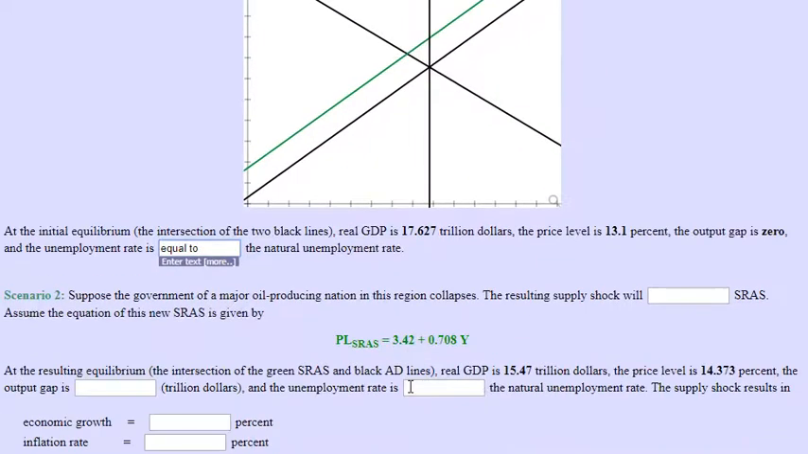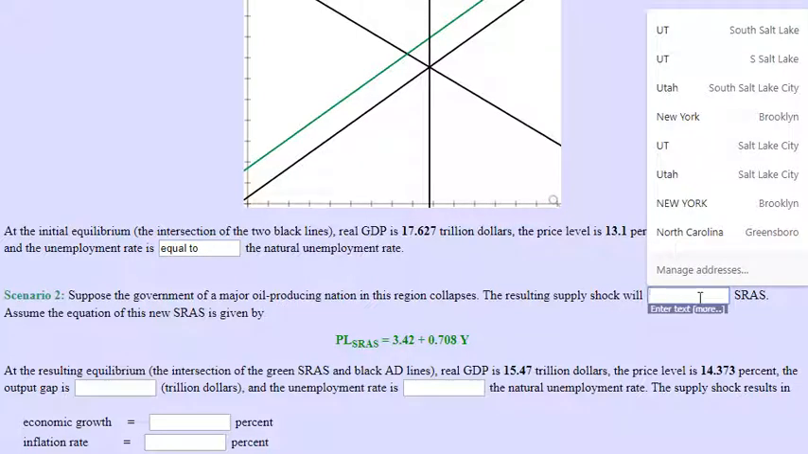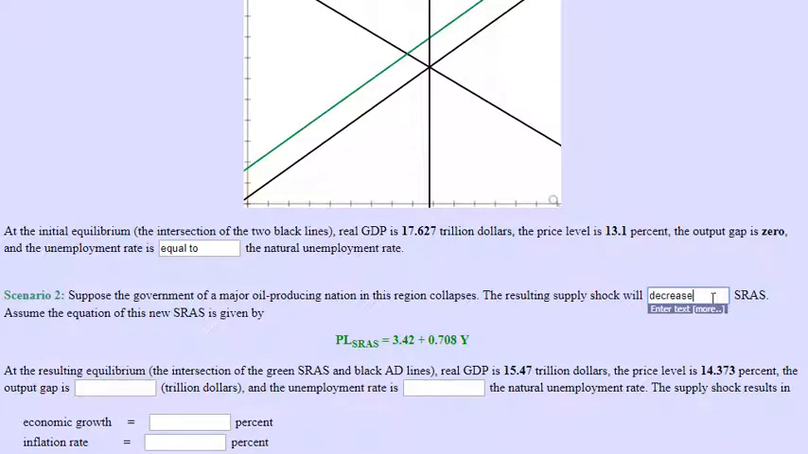Moving on, we have this scenario two here. Suppose the government of a major oil producing nation in the region collapses. The resulting supply shock will do what to short-run aggregate supply? Well, if the government of a major oil producing nation collapses, they're not going to be able to produce oil, so it will decrease short-run aggregate supply.